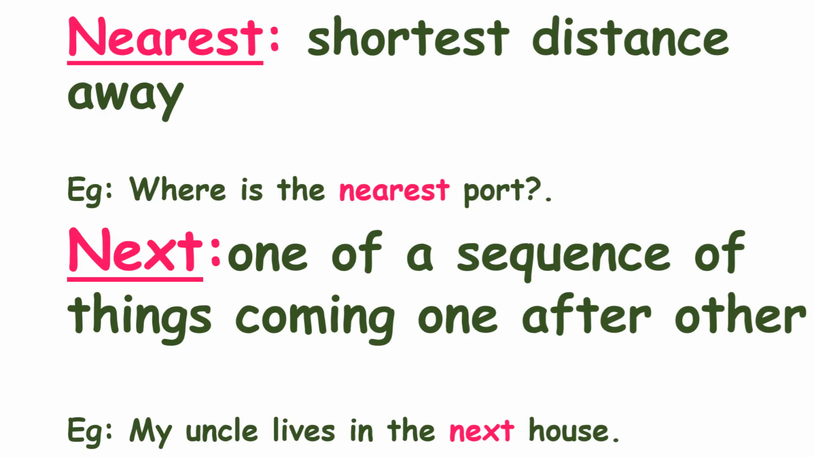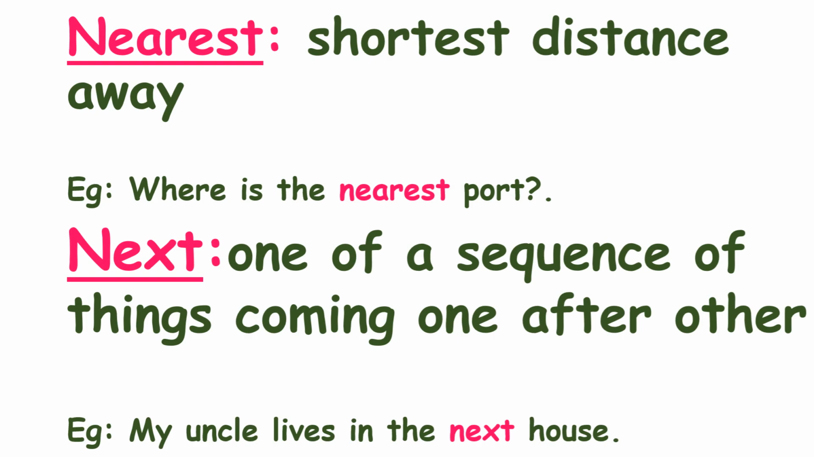Then the last one, the last pair of words, nearest and next. Now, nearest is used in order to denote shortest distance away, whereas next is used to denote one of a sequence of things coming one after the other. For example, where is the nearest port? By mistake here it's given a full stop, it should be only a question mark. Here we are talking about distance. In the second example, my uncle lives in the next house. We are talking about the sequence, right?